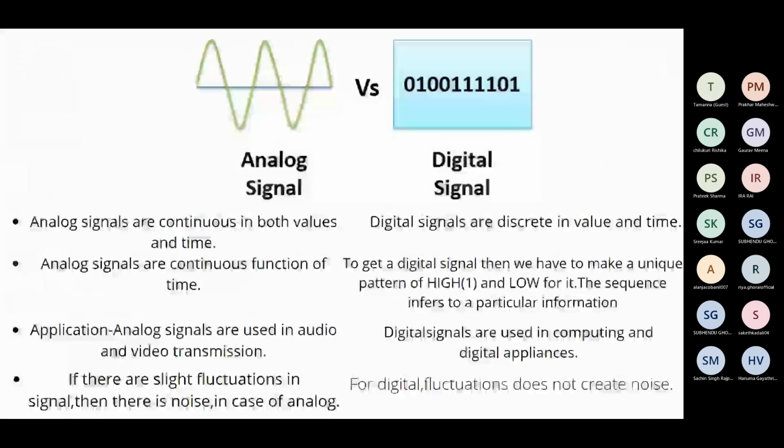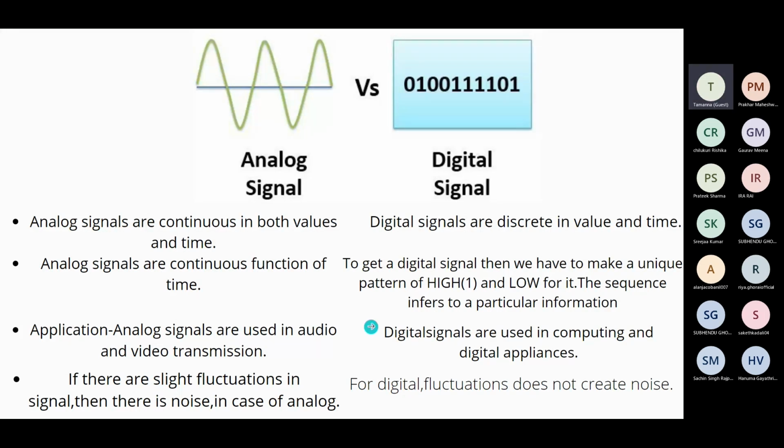I'm sorry. So here's the next topic, that is analog signal and digital signal. Analog signals continuously vary with time. That is, analog signals are a continuous function of time. That's why analog signals are represented by a sine wave. Whereas digital signals are discrete in value and time. If you want to get a digital signal, then you have to make a unique combination of highs and lows. High is denoted by ones and lows are denoted by zeros. This unique combination of highs and lows gives us particular information.